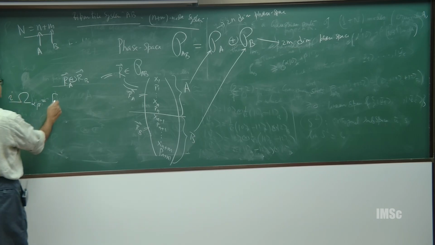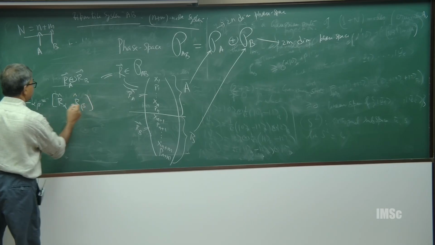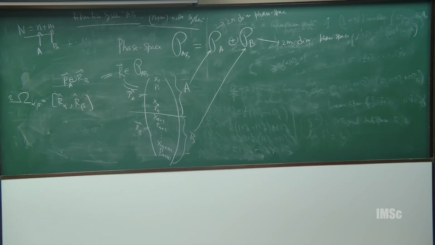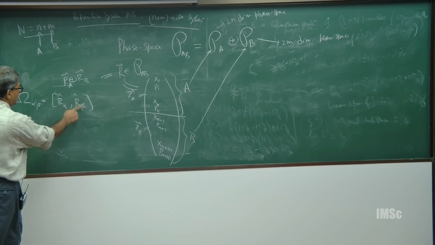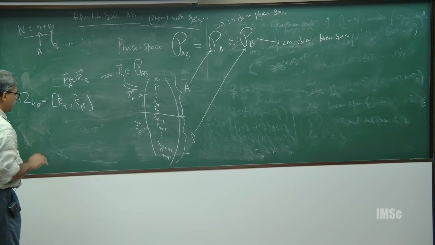Iota, this thing is R alpha R beta, right? That was the case, because let us say it is x 1 and p 1. So then this will be just iota, right, 1. So yeah, this is the relation.